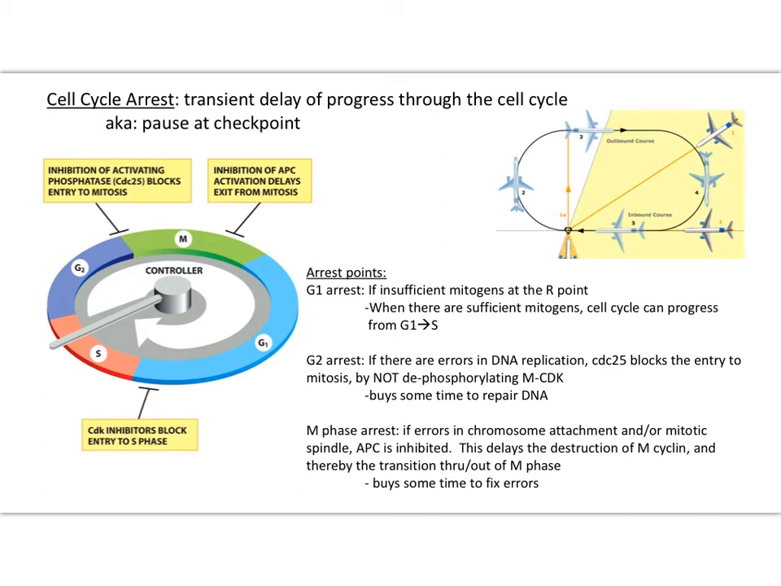So the M phase arrest point, that's up here, is if there are errors in chromosome attachment and/or mitotic spindle formation, and this event would be caused by inhibiting the role of APC, the anaphase promoting complex. Remember that normally helps with progression to end the M phase, to keep moving through it. And so if APC is not active, then it's still going to hang out in this holding pattern. Because APC is not active, the M cyclin would not be destroyed, and then again that's going to buy some time for the cell to fix some errors.